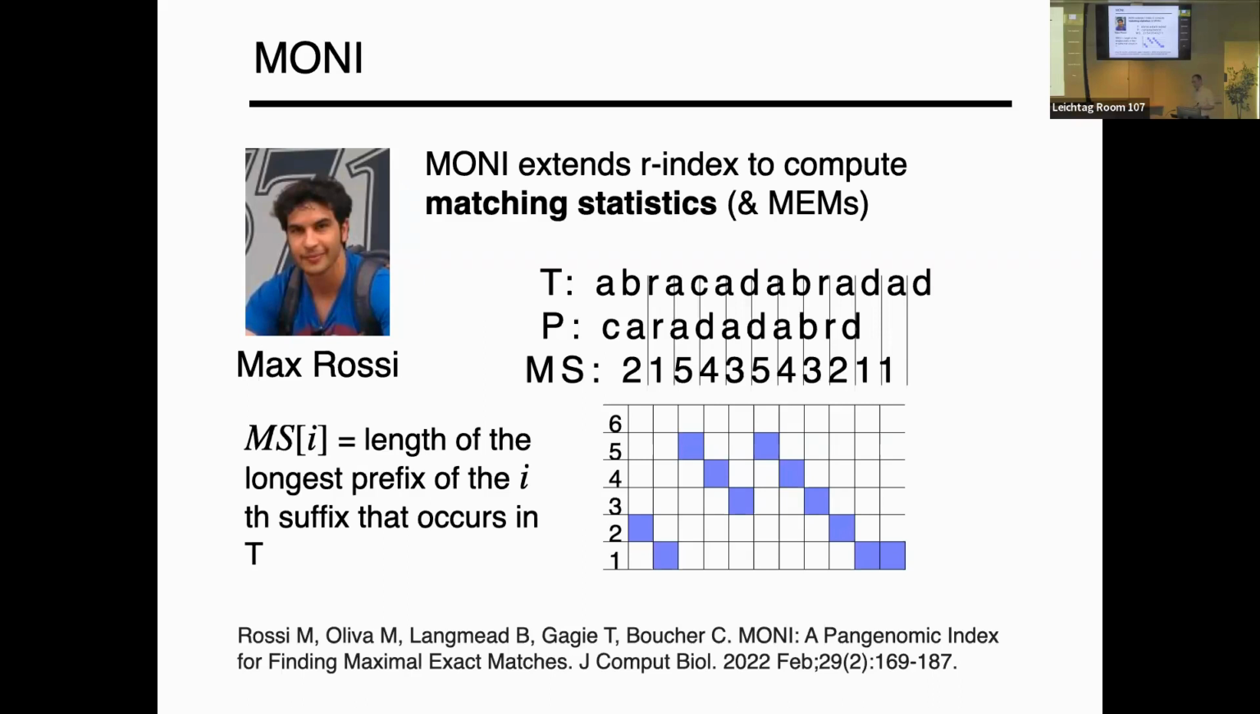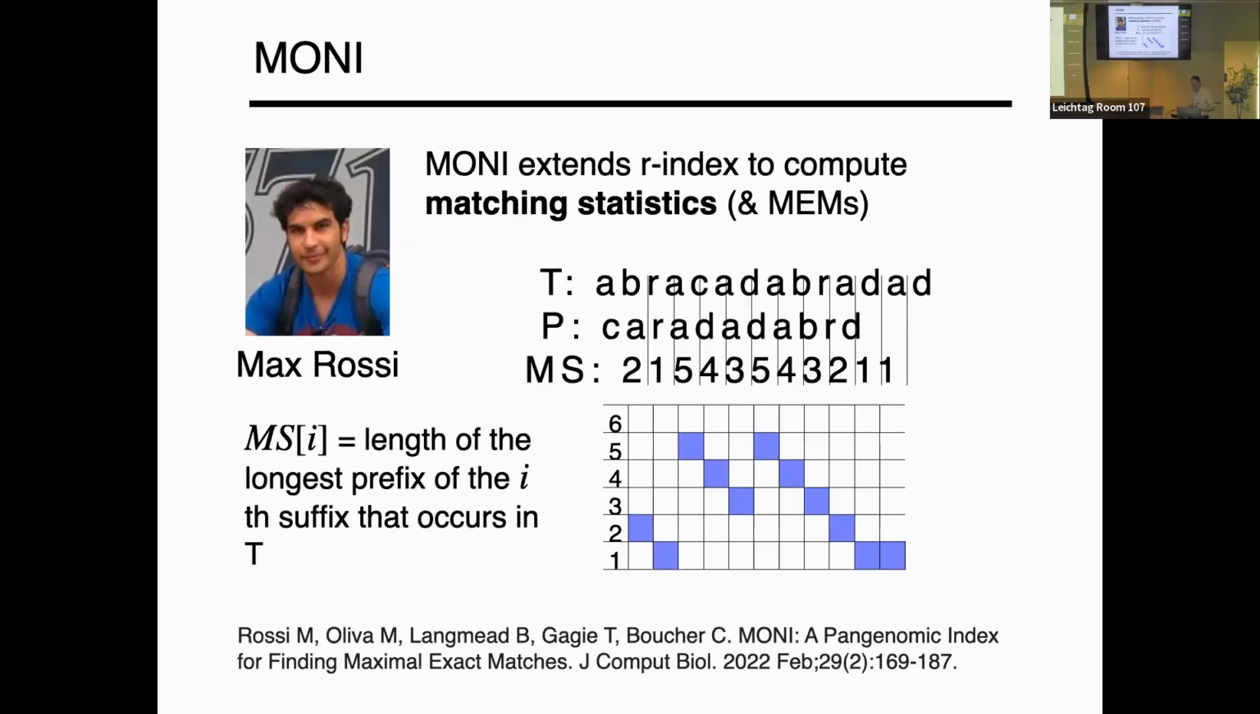The large numbers correspond to places where they seem to match well, and the small numbers are probably noise, where they don't match well. And also from the matching statistics, you could derive what are the MEMs, the maximal exact matches. Roughly speaking, they correspond to the local maxima in the matching statistics vector. So Max found a way to adapt R-index to produce these vectors.